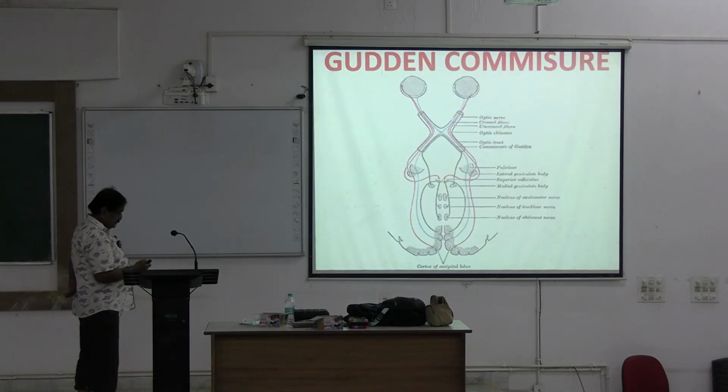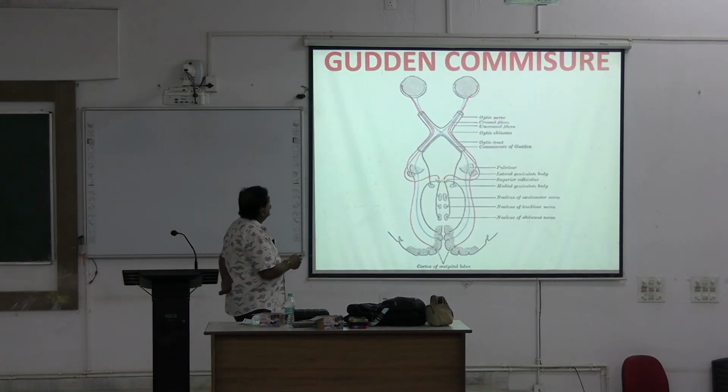Gudden's commissure. Now, you can see the optic nerve, with the crossed fibers in blue, the optic tract, commissure of Gudden, pulvinar, lateral geniculate body, superior colliculus, medial geniculate body, nucleus of oculomotor nerve, nucleus of trochlear nerve, and nucleus of abducens nerve. And these all go to the cortex of the occipital lobe.